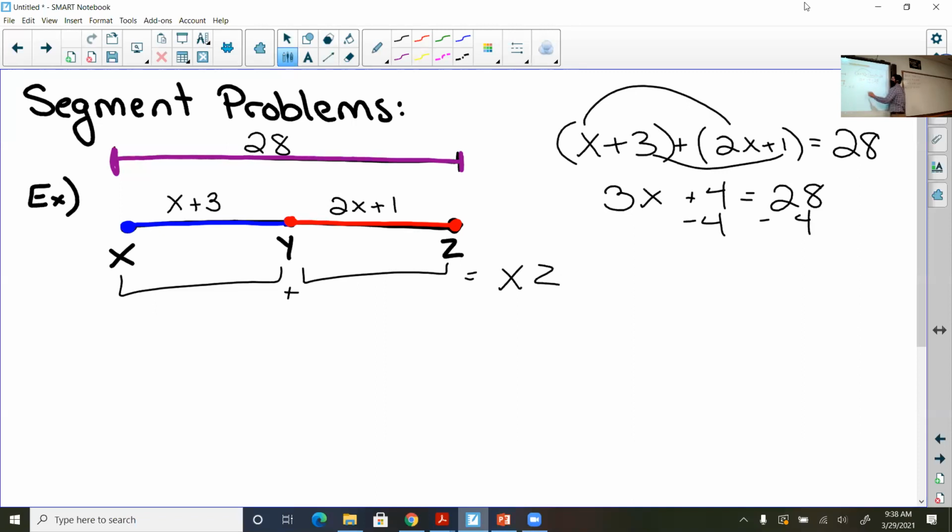Subtract 4 and subtract 4. 3x equals 24. Divide by 3 and divide by 3. I get that x equals 8.